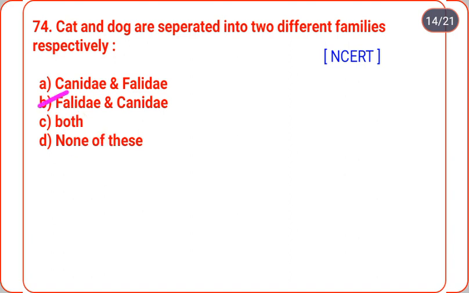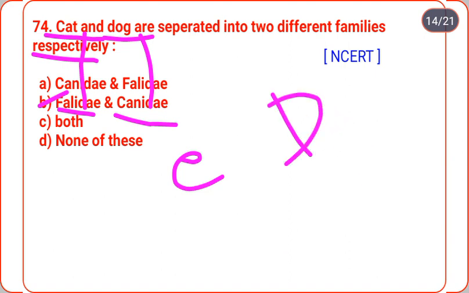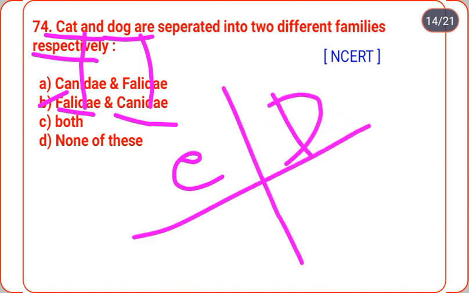Option B is your correct answer, meaning Felidae and Canidae respectively: for cat, Felidae, and for dog, Canidae. Okay, cat and dog is given, so our answer will be Felidae for cat and Canidae for dog. Remember it, and these are two different families.